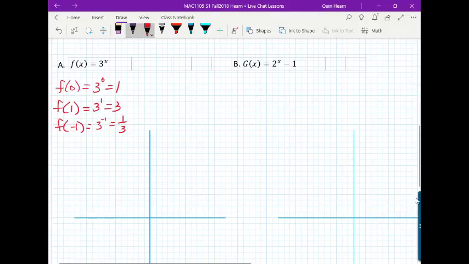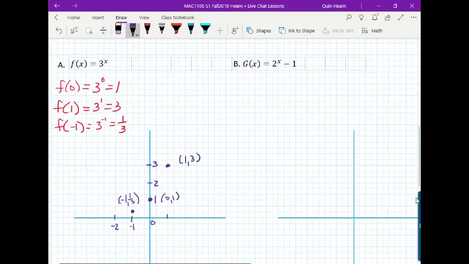So I'm going to mark off my graph with thirds so I can mark off my fraction there. Okay, so negative 1, 1/3 is going to be way down here. 0, 1 is going to be right here. And then 1, 3 is going to be right here.